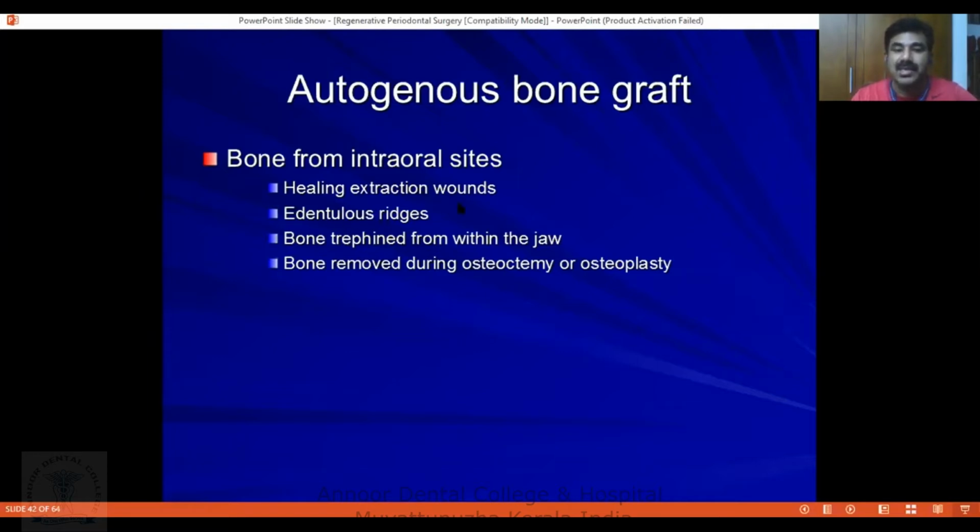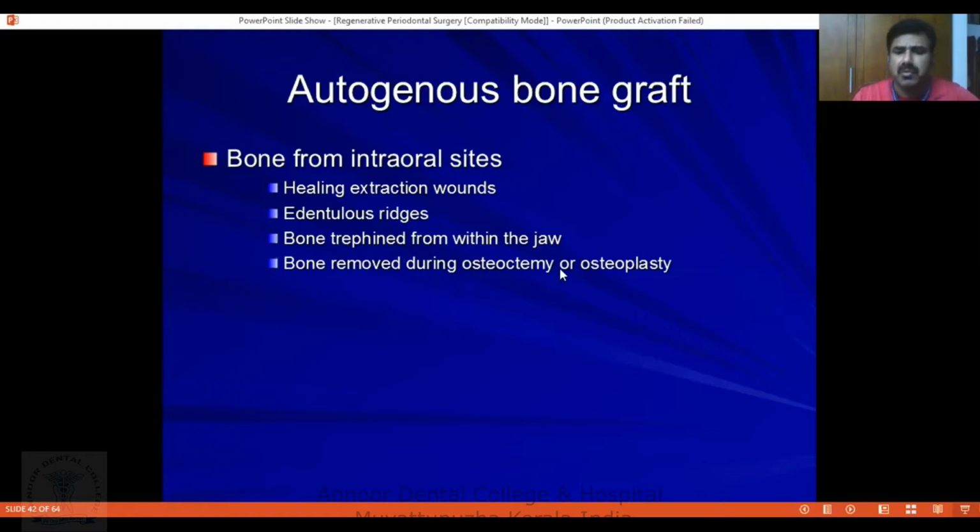One is healing extraction bone. That is a very good site. There is a recent extraction from that site. If there is an edentulous ridge, very good. You can just get lots of bone from there. Any part of the jaw, especially the symphysis, the posterior mandible, you can refine it.